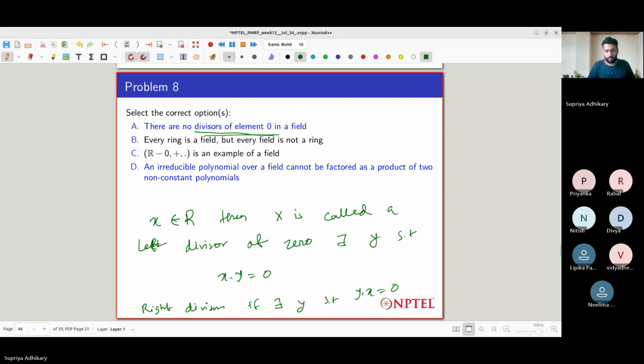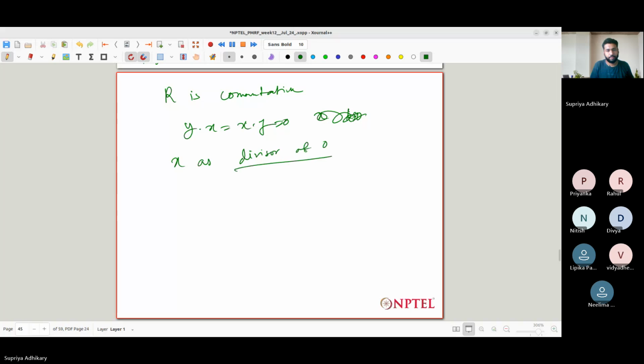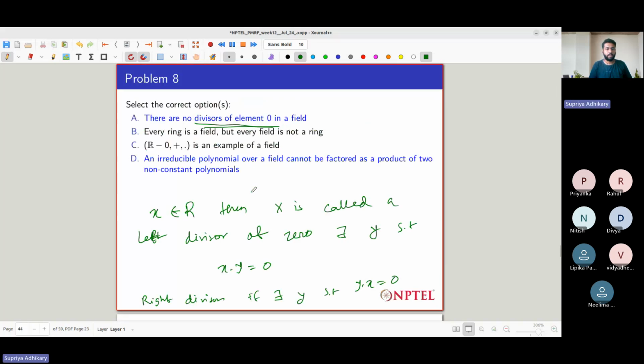Okay. Now, usually, if the ring R is commutative, then left divisor or right divisor is basically the same, because yx has to be equal to xy. So in those cases, we call x a divisor of 0. If this is true, then we call x only a divisor of 0, not a left divisor or right divisor, but rather a divisor of 0.